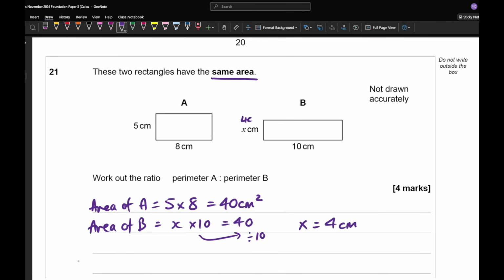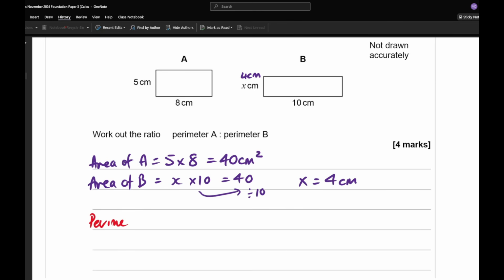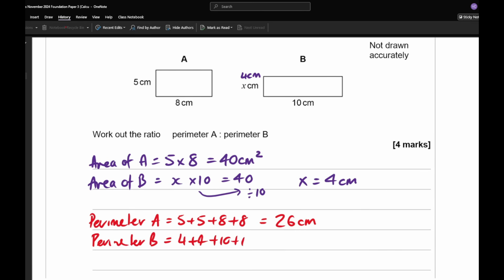So now that I know what X is, I can work out the perimeter of both those shapes. The perimeter, which is the distance around the shape of A, is going to be 5 plus 5 plus 8 plus 8, which gives me a total of 26 centimeters. And if I do the same for the perimeter of B, that's 4 plus 4 plus 10 plus 10, which equals 24 centimeters.